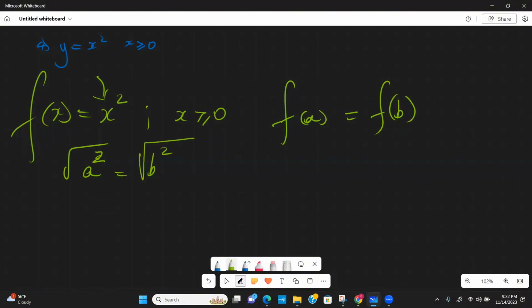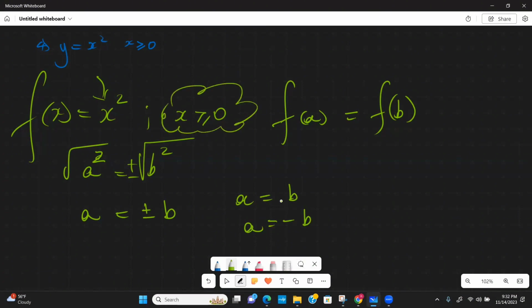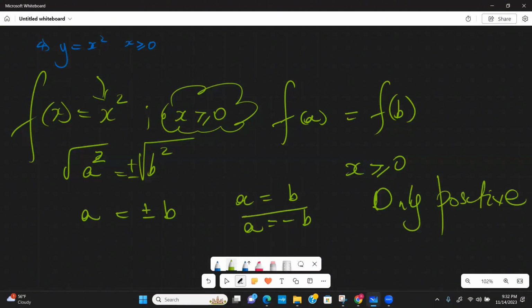Taking the square root of both, plus or minus. So a is going to equal plus or minus b. Now, what that means is that a is equal to b, as well as a is equal to negative b. But there was a condition given. The condition says that a must be greater than or equal to 0. And if the value is greater than or equal to 0, that means we're taking only positive values in this case. So this is saying only positive values that we're working with, which means that this one will not be part of the values that will be selected.